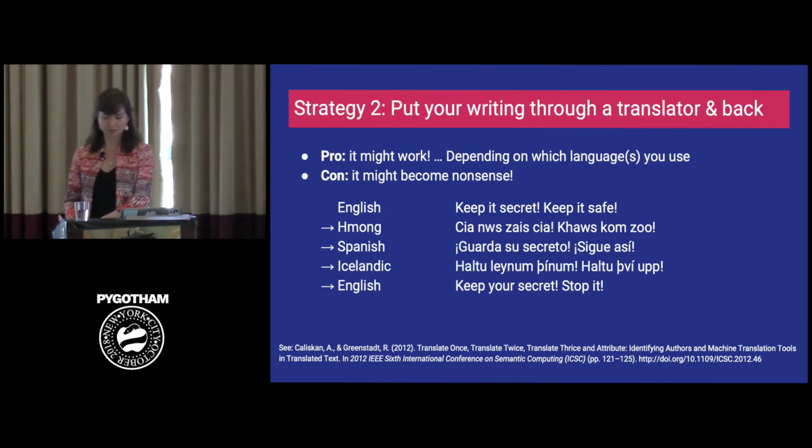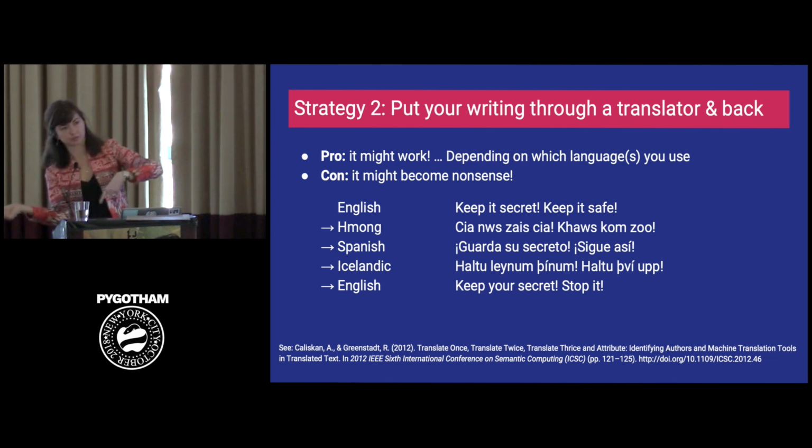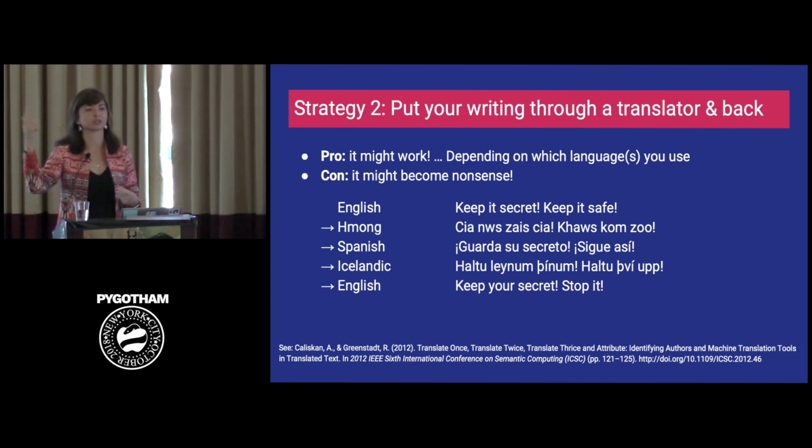So another strategy, which may have already occurred to some of you, is to put your writing through a translator like Google Translate and back. So that way you don't have to rewrite your entire message that you want to anonymize. You can just run it through the machine and back. So the idea is that the Translate app will keep your general meaning, but use its own dictionary to choose different words to kind of outwit that term frequency analysis that we saw before.